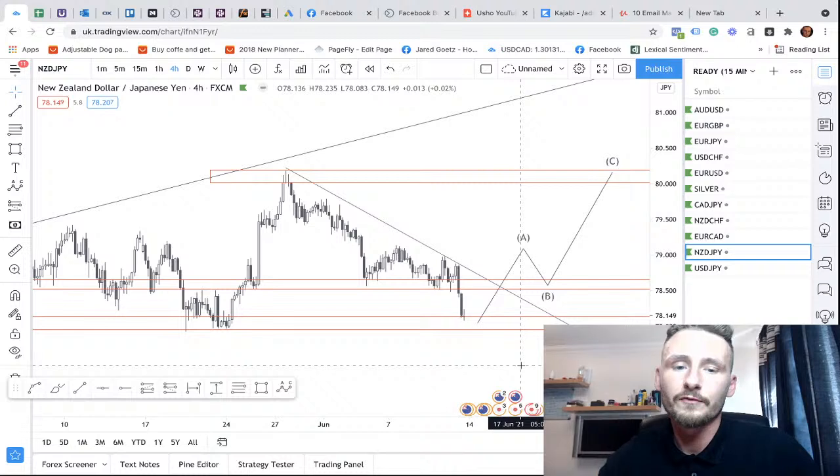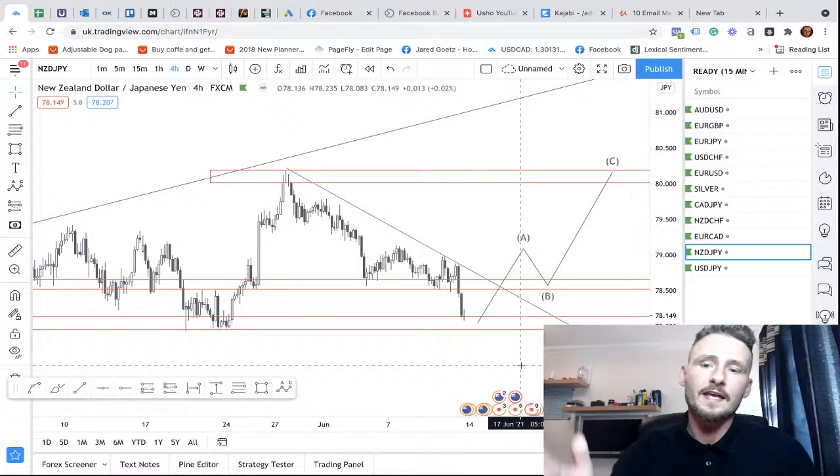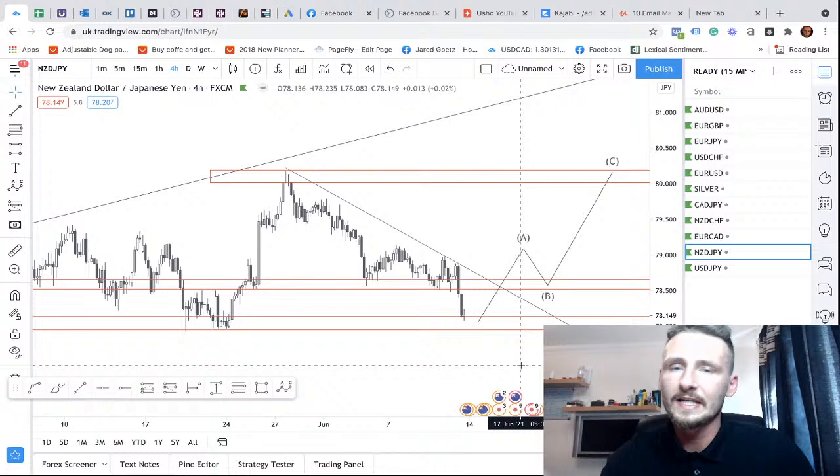But right now I am thinking that we are going to be looking for a break and retest in a bullish fashion. We're going to look to get that A push, come back down in a B wave, get that nice entry signal and a long position back up to the C wave just under the 80 handle.